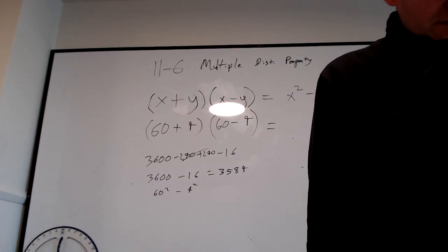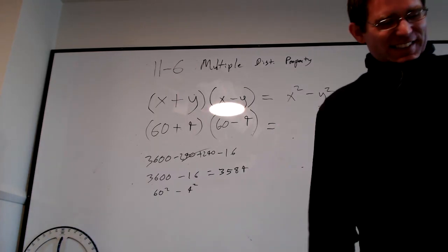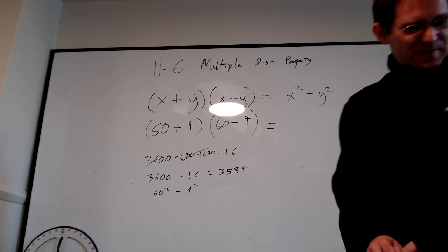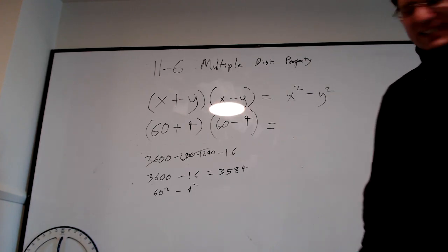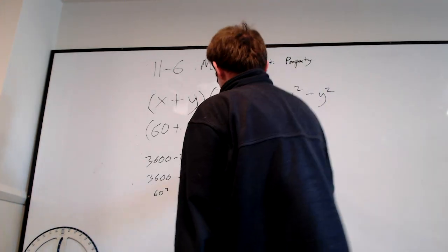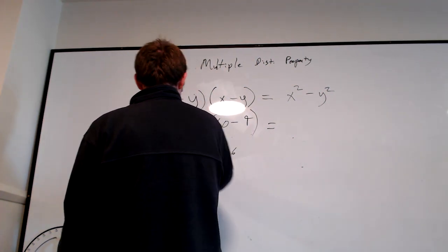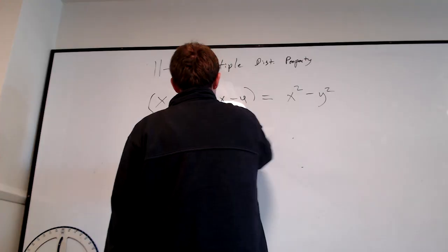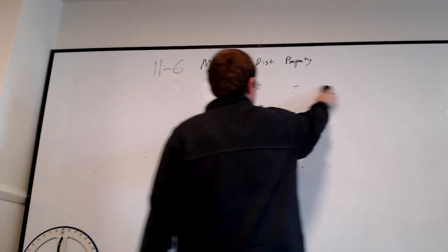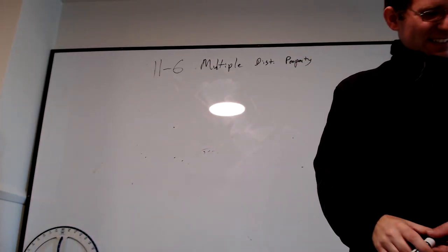3,584, that's a big number. It is a big number. We did it all by hand. Not as big as 16 cubed, probably. Yeah, I'm not sure. That's correct, 4096.